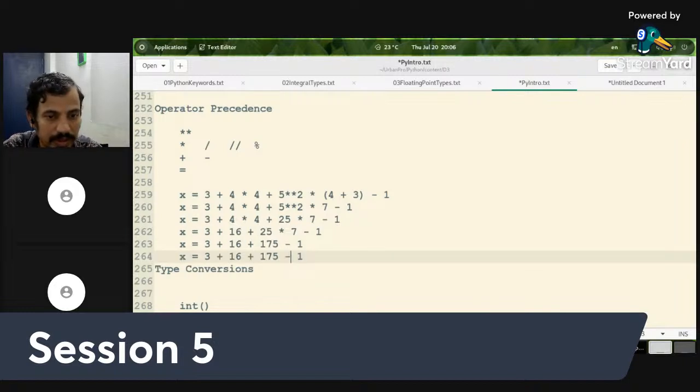3 plus 16 becomes 19. Then we do 19 plus 175, and subsequently we subtract 1 from it. That is how the execution is defined. Okay, so I think we'll stop here for today.